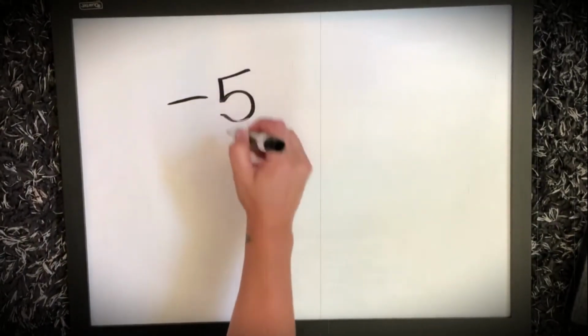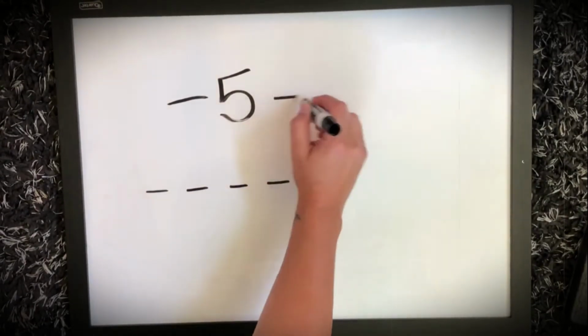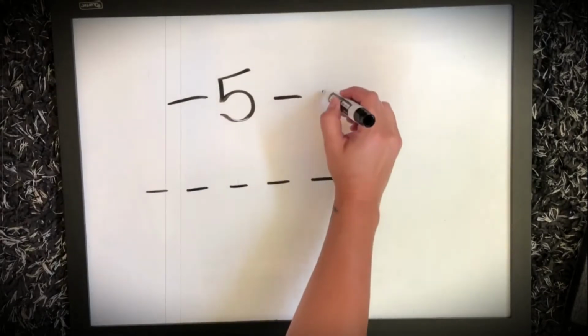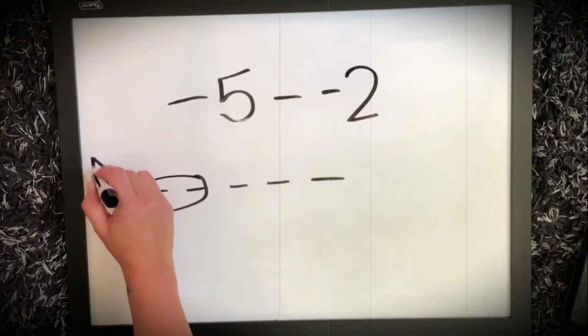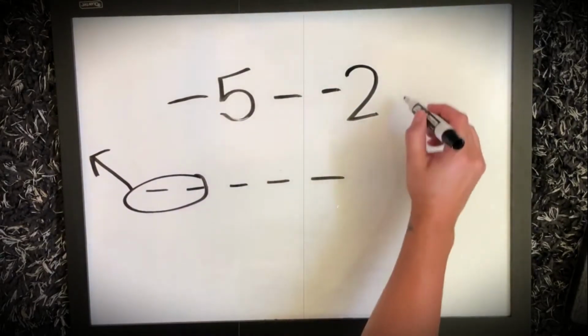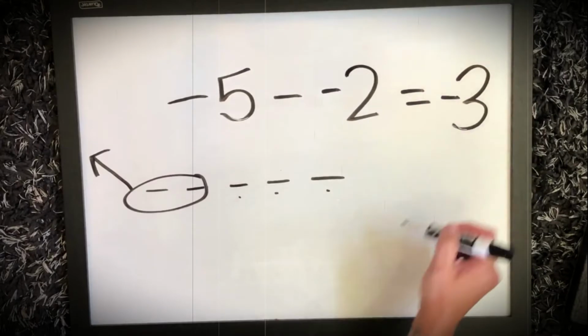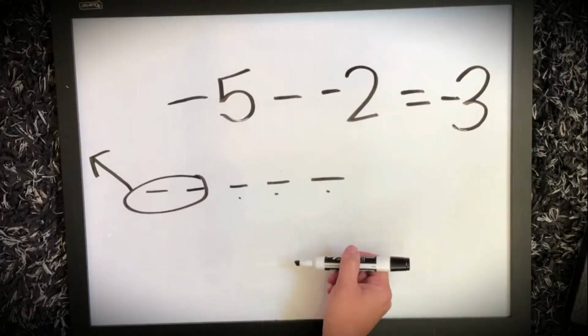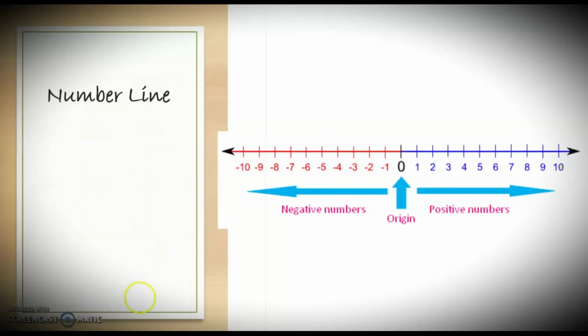Okay, so let's look at the math. Miles started with 5 bad guys, or -5. And Olivia took 2 bad guys away. And what was left besides Miles' sad face? Yep, -3, or 3 bad guys. So -5 minus -2 equals -3.